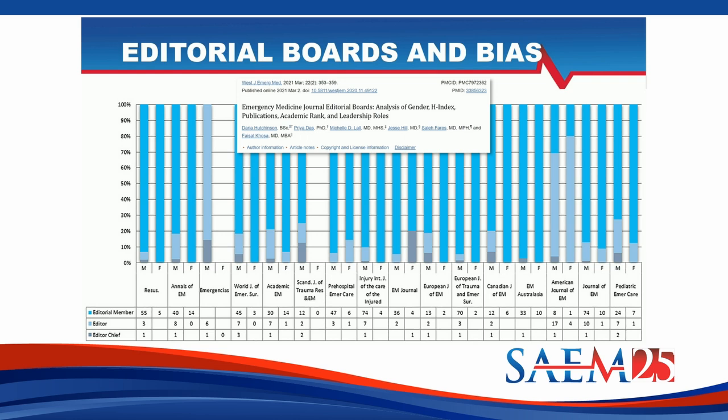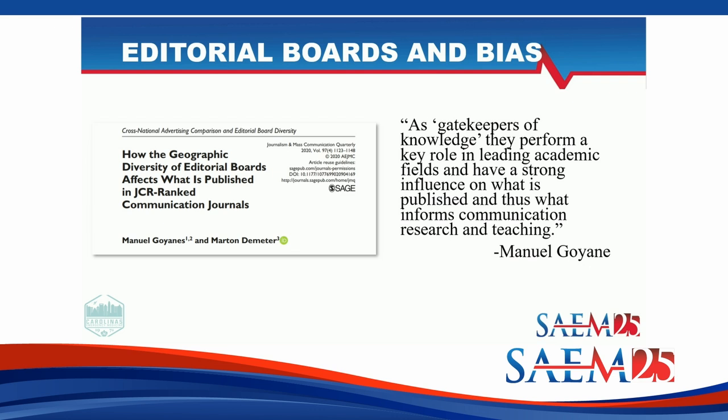Why does that actually matter? So this quote puts it really well. As gatekeepers of knowledge, they perform a key role in leading academic fields and have a strong influence on what's published and thus what informs communication, research, and teaching. And the research backs that up. There are so many studies that show that journals with diverse editorial boards are more likely to publish diverse research articles, both in terms of topic diversity and diversity of authors. So whenever you're submitting your manuscript or if you're serving as an editor, this is something that's important to consider.